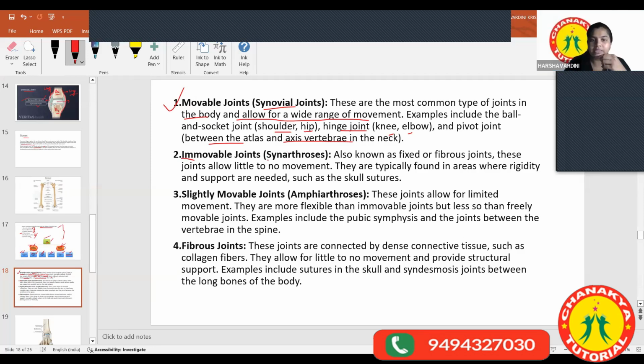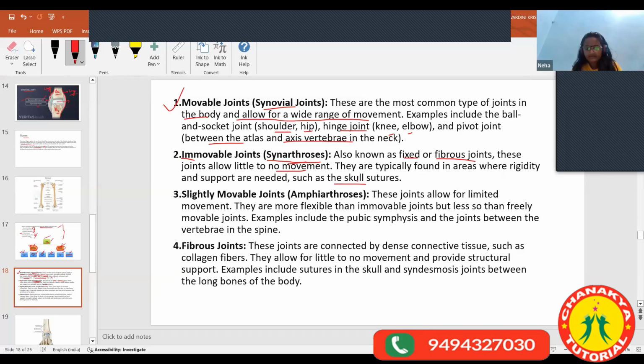You don't have to memorize this. Synarthrosis, you don't have to remember this, it's just information. Also known as fixed or fibrous joints. These joints allow little or no movement. Little movement will be there or no movement. They are typically found in areas where rigidity and support are needed, such as the skull structure.